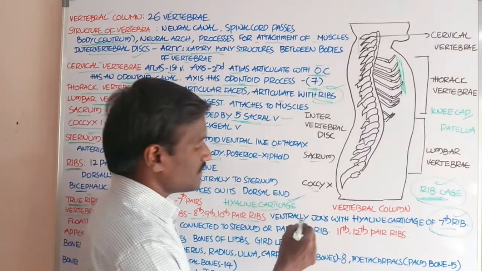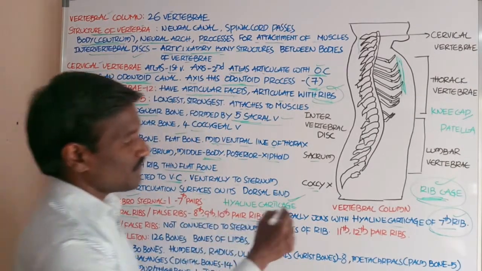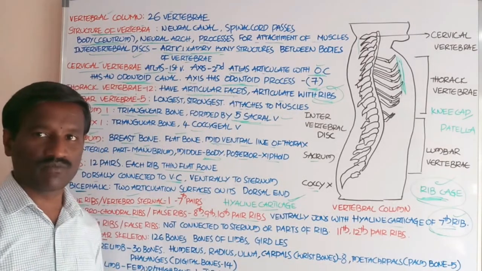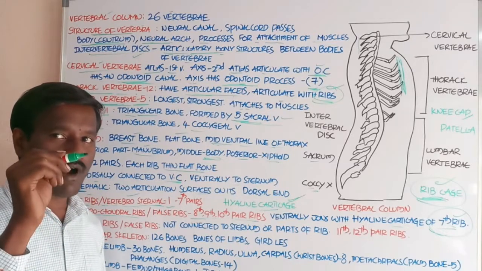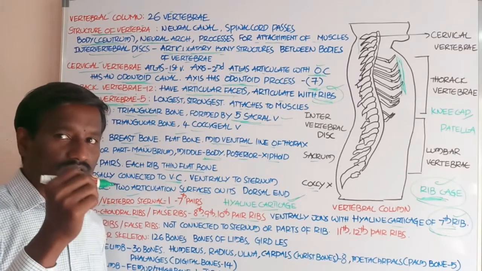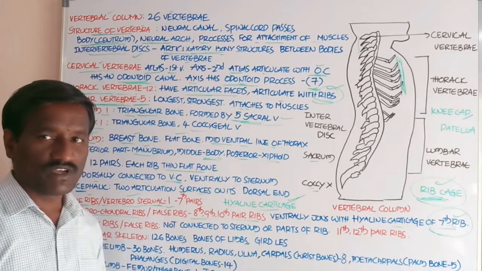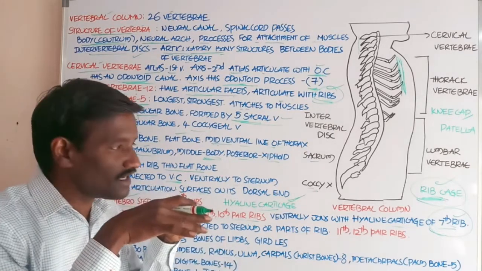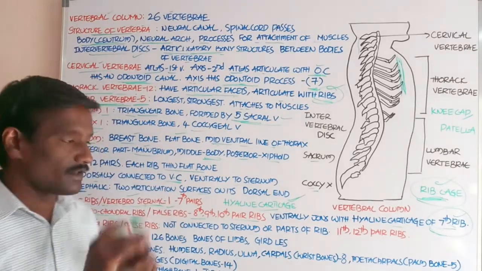Okay, student, these 8th, 9th and 10th pair ribs ventrally join with the hyaline cartilage of the 7th rib. Hence, these are called vertebrochondral ribs or false ribs. Originally, they are not ventrally joined with the sternum; they attach to the hyaline cartilage of the seventh rib. So these are called vertebrochondral ribs.